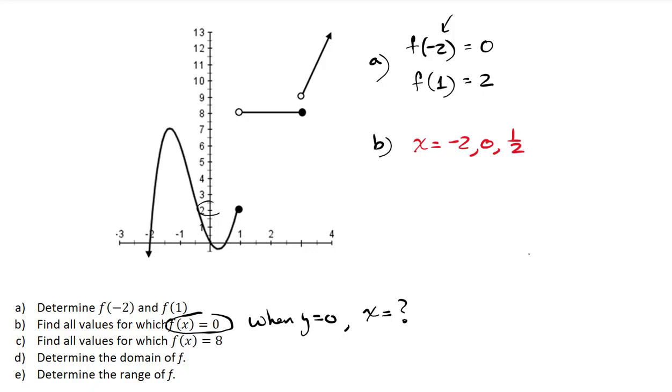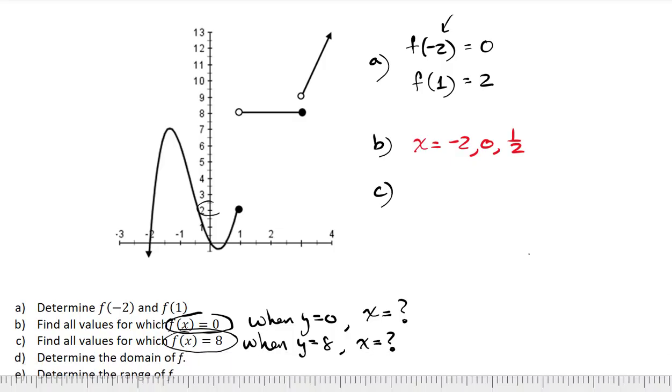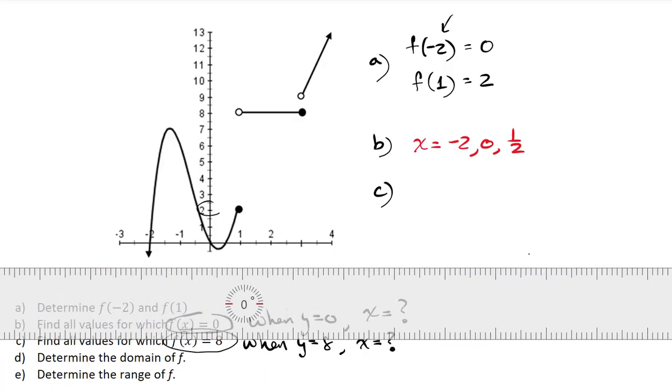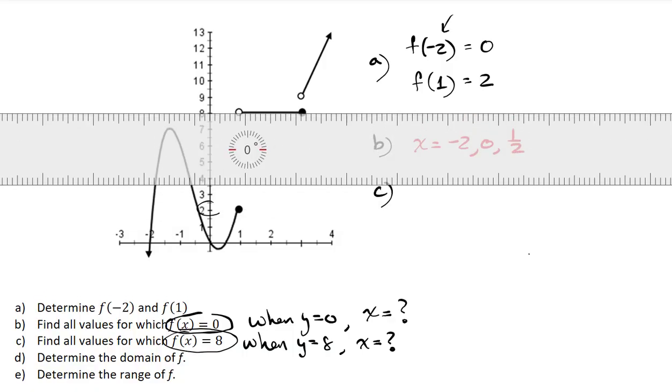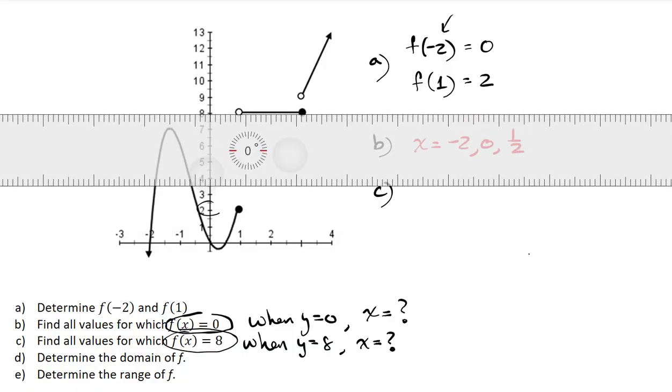Now let's move on to letter C. Find all values for which the function value is equal to 8. So when the y value is equal to 8, what are the corresponding input values? So again, similarly to letter B, we're going to take the top of the ruler, place that at the value 8. Here's when y is equal to 8.